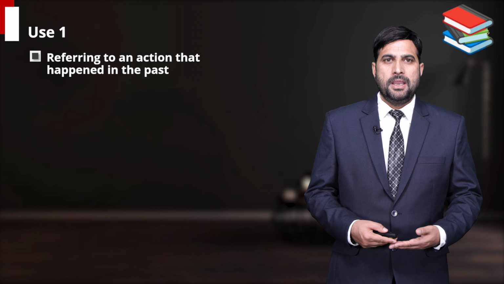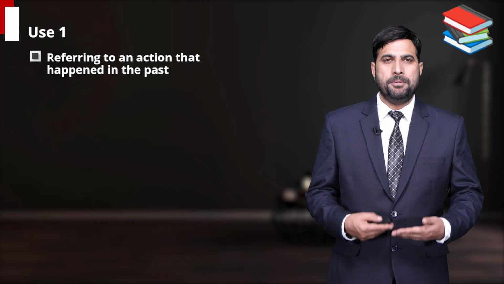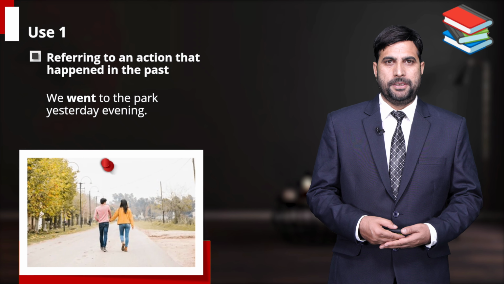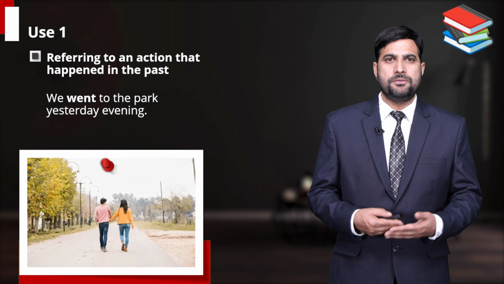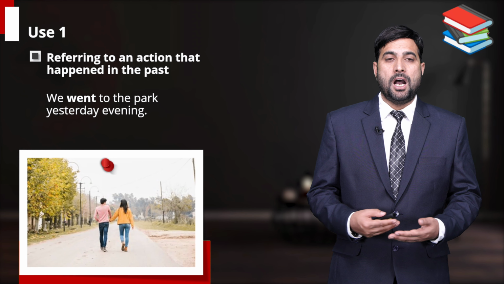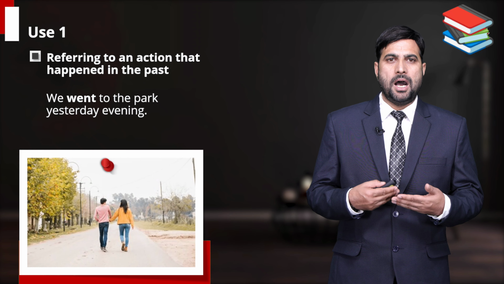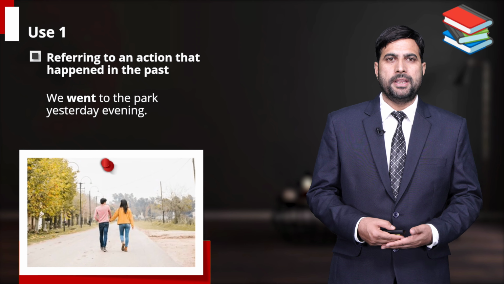Use number 1. Referring to an action that happened in the past. We went to the park yesterday evening. So these are the events which had happened in the past. I talked to her this morning. The baby cried last night. So all these sentences are the past which has already happened.